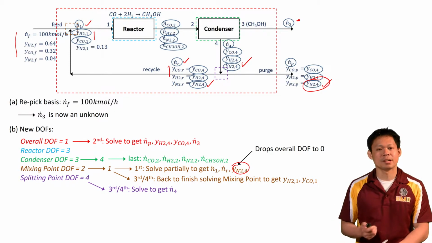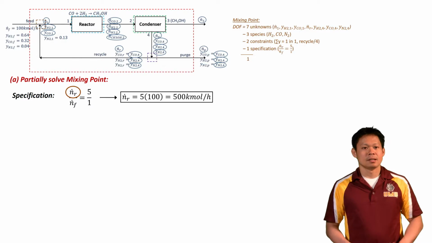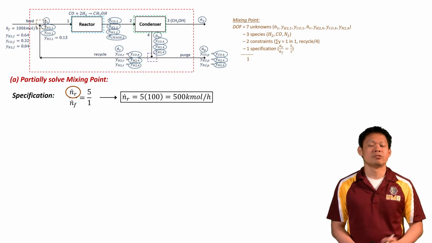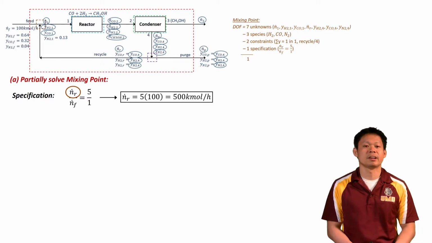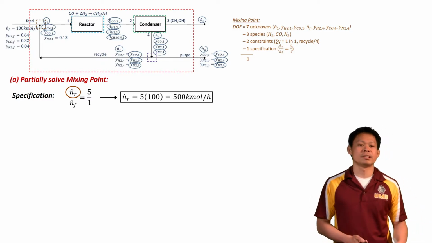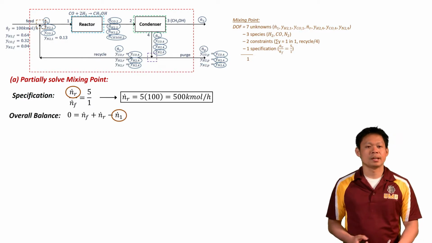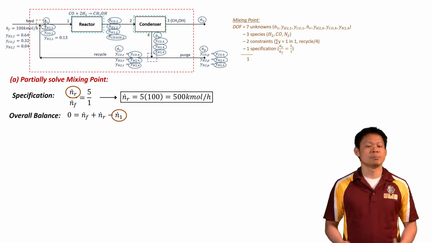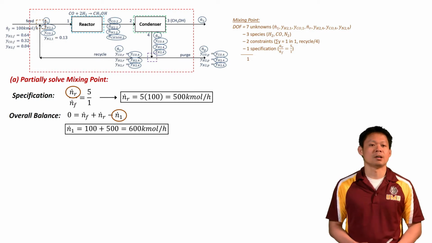All right, so let's go through the math really quickly on this. We're going to solve partially the mixing point. Remember, once we have picked the feed as our basis, we can now solve for the recycle stream because the specification gives us a ratio of 5:1. So now we have the recycle stream of 500 kilomoles per hour. Once we have that, we can do an overall balance and we can find the molar flow rate of the stream going into the reactor. So this is simple. It's just NF plus NR, which is 600 kilomoles per hour.